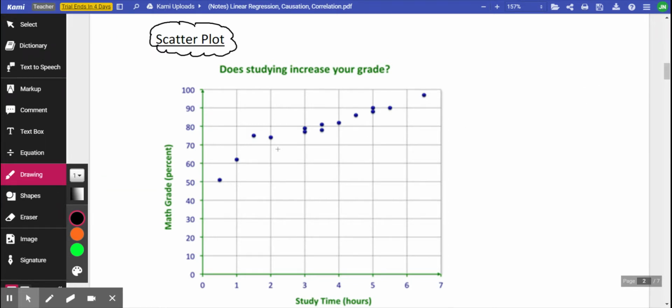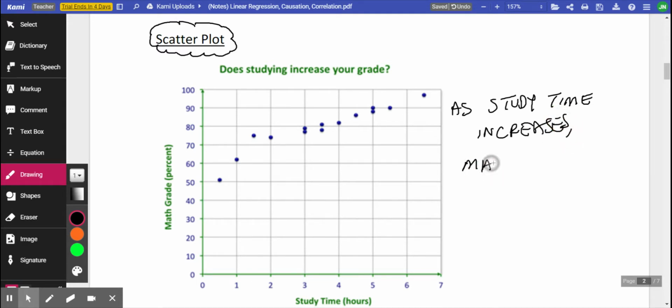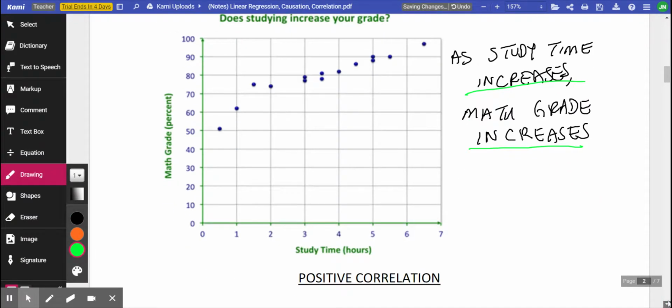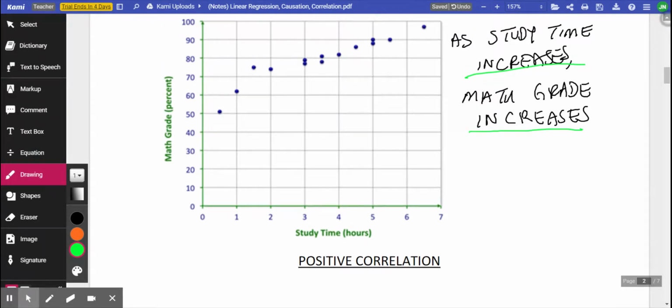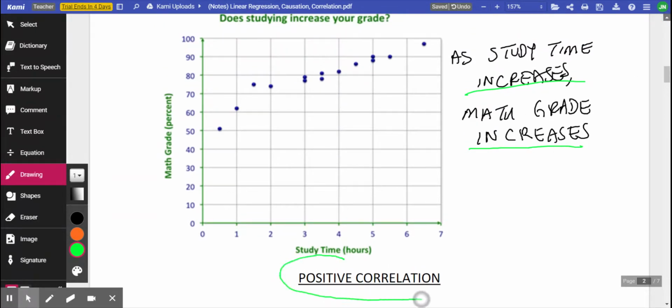How do we know that? We know that because as we go to the right, as the study time increases, the math grade increases. So as study time increases, math grade increases. Since they both increase, that is what we call a positive correlation. As you can see at the bottom, I have this already written out as positive correlation.